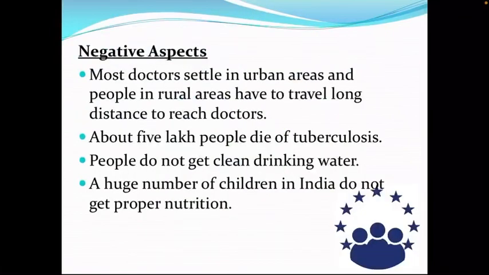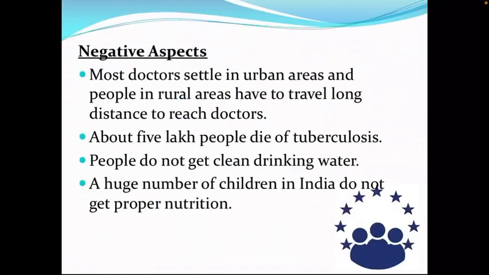Then there are certain negative aspects also. First of all, most of the doctors in our country are settled in urban areas, and people in rural areas have to travel long distance to reach the doctors. Next, about 5 lakh people die of TB, that is tuberculosis, every year. Then people do not get clean drinking water. Not only water, there is lack of basic amenities in the life of the people. That includes water, shelter, clothes, etc.